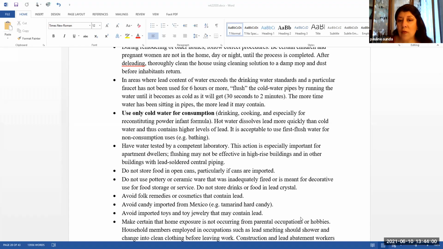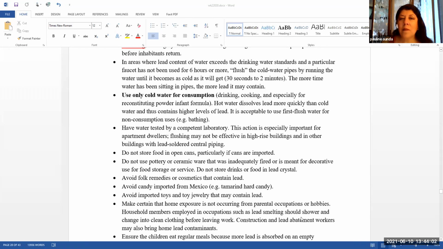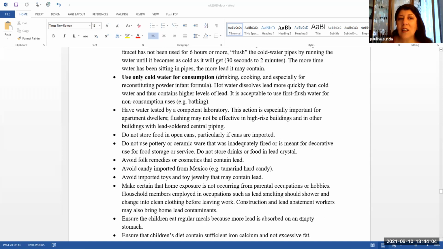Only use cold water for consumption. So that's drinking, cooking, and especially when you're using the water for infant formula. Hot water dissolves lead more quickly than cold water, and so it contains higher amounts of lead. That's the reason you don't want to be drinking the warm water out of the faucet, especially if they have lead pipes. It is acceptable to use first flush water for non-consumption uses like bathing, because you're not drinking the water.